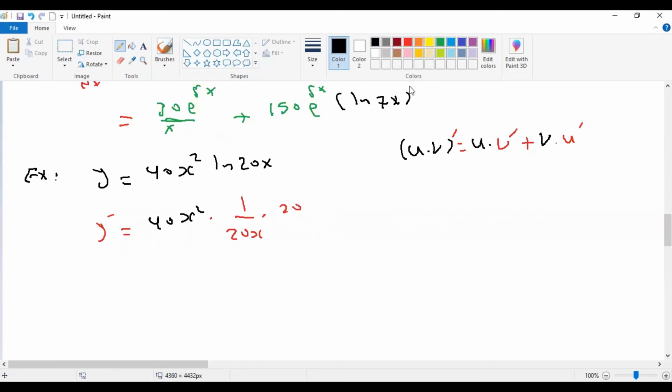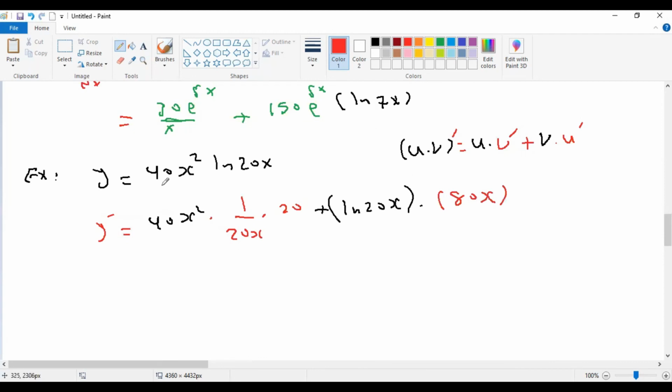Then a plus, see the rule, plus v, the second one. What is the second one? ln 20x. So we have to write now ln 20x, the second one, times u prime, the derivative of the first one. What is the derivative of 40x squared? It is 40 times 2, which is 80, and the power 2 minus 1 gives 80x. So multiply by 80x.